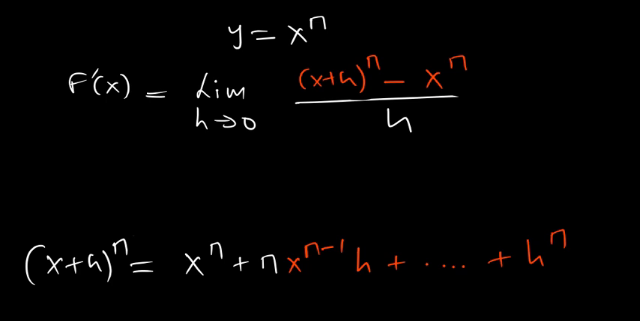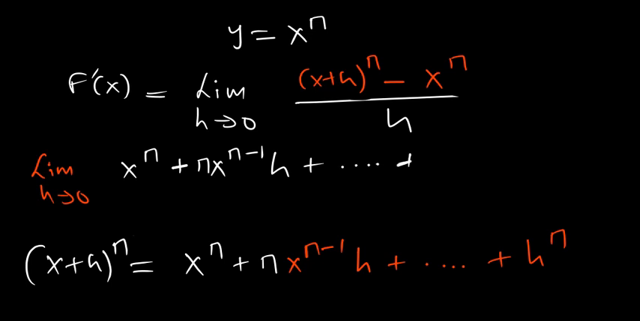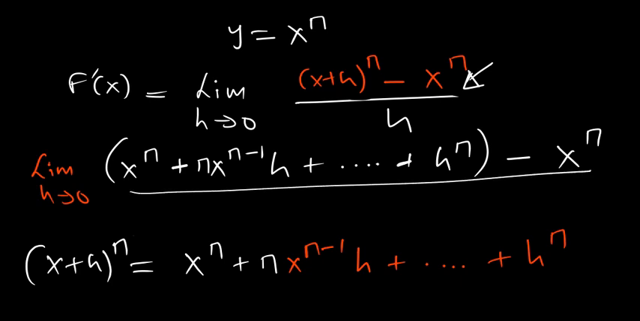So we'll have the limit as h approaches 0, and then we have x to the power n plus nx to the power n minus 1 times h, plus the last term, h to the power n, and then all this in brackets minus x to the power n. All this, don't forget, is to be divided by h.